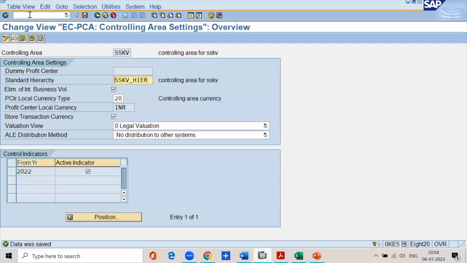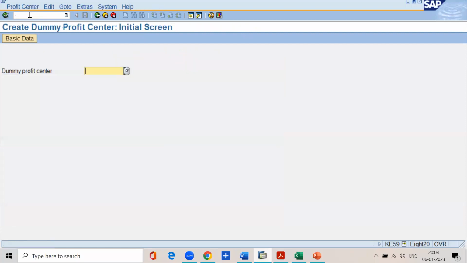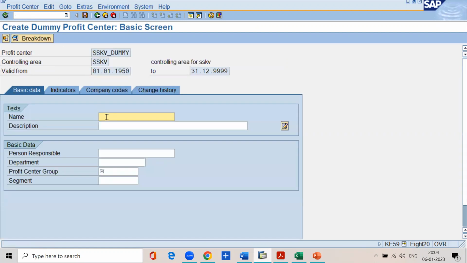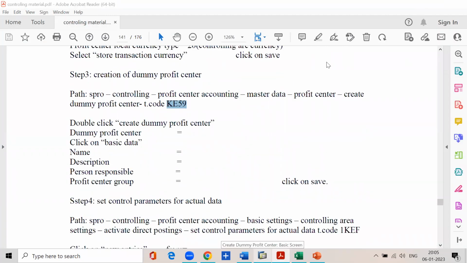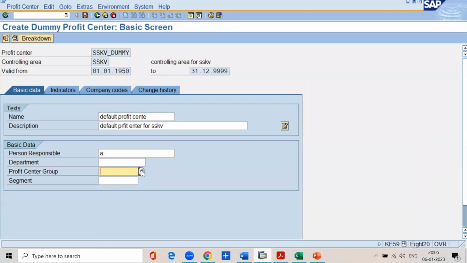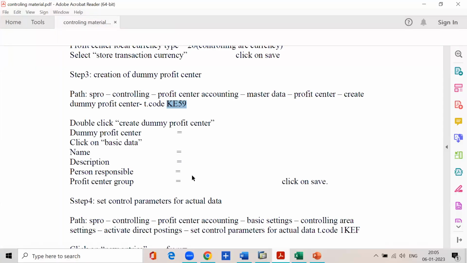Transaction code KE59. This dummy profit center is also called the default profit center. Okay. So SSKV underscore dummy. Click on enter. Sorry, click on basic data. Name is equal to default profit center. Description is also default profit center for SSKV. Person responsible, A. Profit center group SSKV underscore HIR. Click on save. So remaining things we'll see tomorrow.